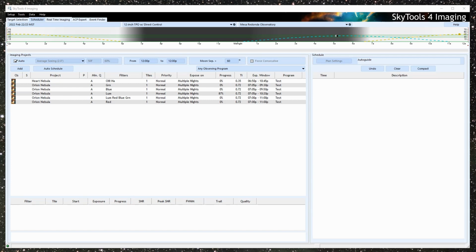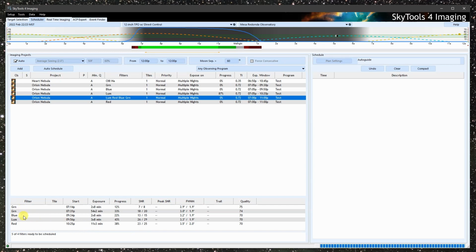And what I've done is I've created a test with my test system. That's the 12-inch CPO. And I've created a test for the Orion Nebula. And the main project is this one, where it's an LRGB system. But I've also gone ahead and created separate projects for each of the individual filters so we can look at them.